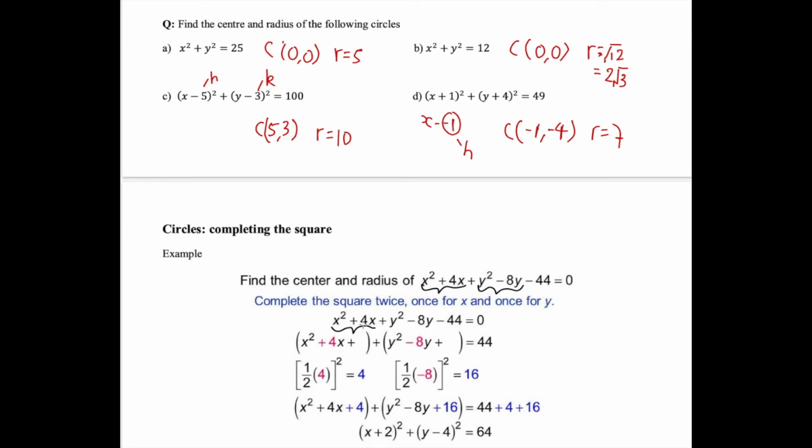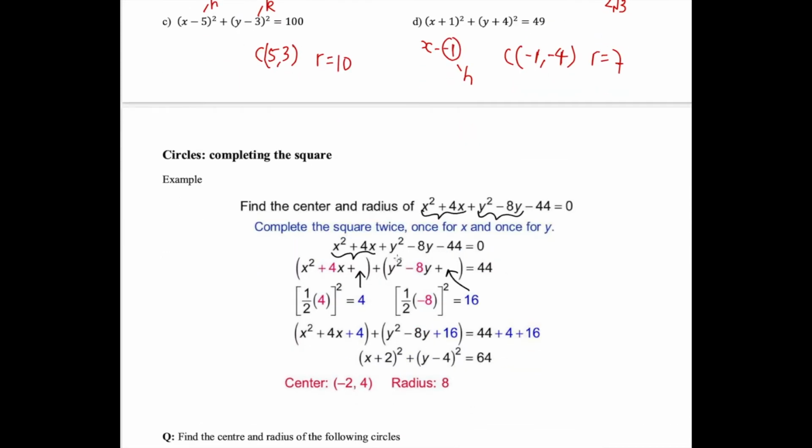If you recall, you have to halve the coefficient of x. So half of 4 is 2, squared is 4. So you have to add 4 here. This 4 will go here. And same with this. To complete the square, you have to take the half of the coefficient, which is minus 8. Half of minus 8 is minus 4. Squared is 16. So this 16 will need to go here. If you don't remember completing the square, I would strongly recommend you go over that topic, as it is a topic that people tend to forget very easily.